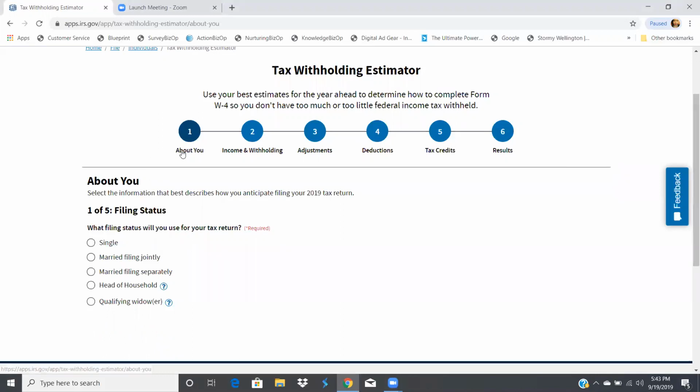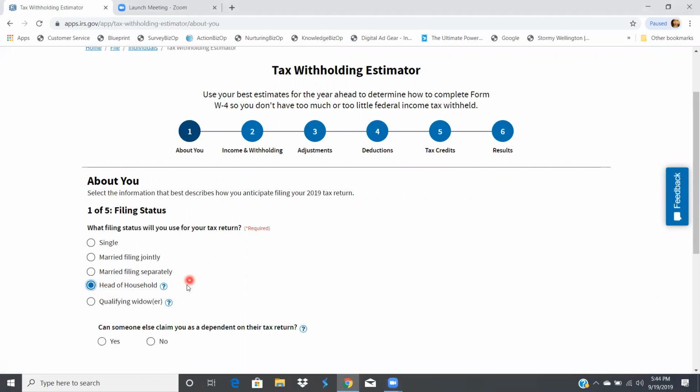So the first section is all about you. You're just going to go through and answer the questions. It says, what is your filing status? In this situation, I am single, but I do have one child. And because of that, I am considered head of household. Please keep in mind that if you are married, whether you are filing separately or jointly, you cannot claim head of household. If you are single and don't have any children, you cannot qualify for head of household.